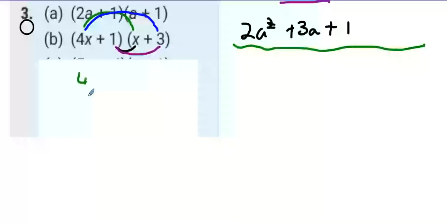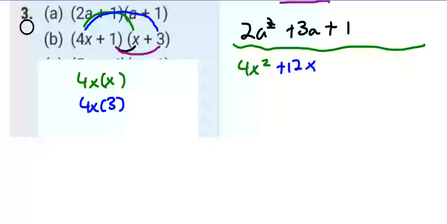Okay, we're going to start with the green one, JF. Let's go. 4x times x. 4x squared. Good job. What's the next one? The blue line. 4x times 3. 12x. Good job. The black one. 1 times x, which is? Excellent. And after that, 1 times 3. 1 times 3 is? 3.